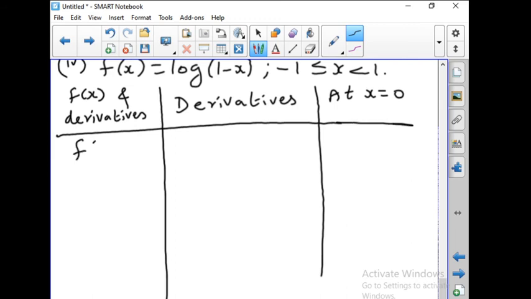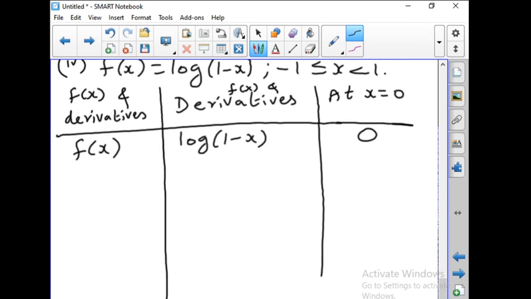So what is the first one? f of x and derivatives. What is f of x? Log of 1 minus x. Then at x is equal to 0, we get log 1. Log 1 value is 0. Okay, f of 0 is 0.